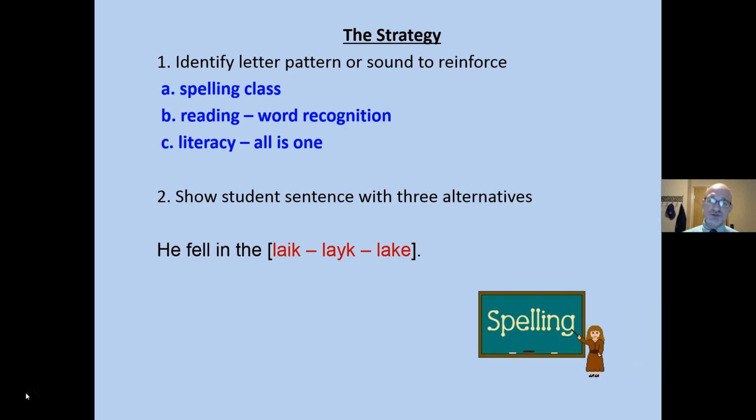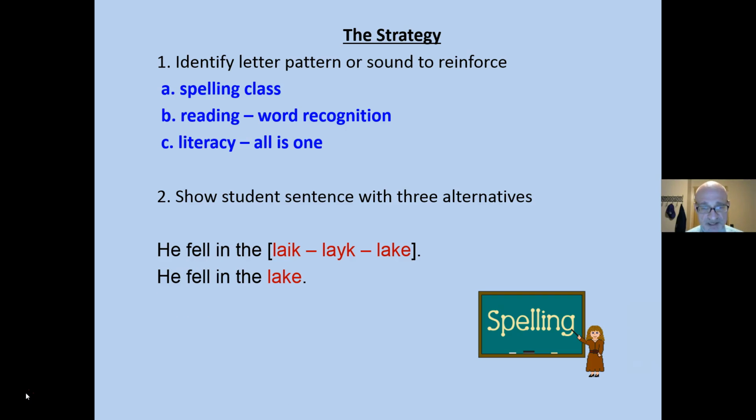So here is the strategy. Again, decide what letter pattern or sound you want to reinforce. It can be used in spelling class or in reading class, and know that literacy is all the same thing. You show a student a sentence with three alternatives. I like the sentence because it provides a meaningful context and it reinforces semantic and syntactic cueing. He fell in the lake. Which word looks right? And when they identify it, you show them the complete sentence.